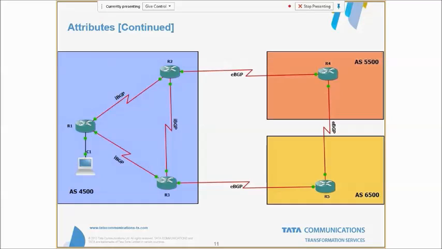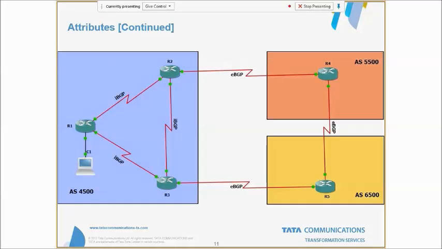So for instance, we need to prefer via R3 over R2. We can do it in either of two ways. We can go to R3 and increase the local preference value there, or we can go to R2 and decrease the value there. In R3 we can increase the local preference, which has a default value of 100. If we increase the priority of R3 to 110, automatically R3 will be preferred over R2. Or we can go to R2 and reduce the value below 100. If it's 90 and the default value is 100, R3 will be preferred more than R2.